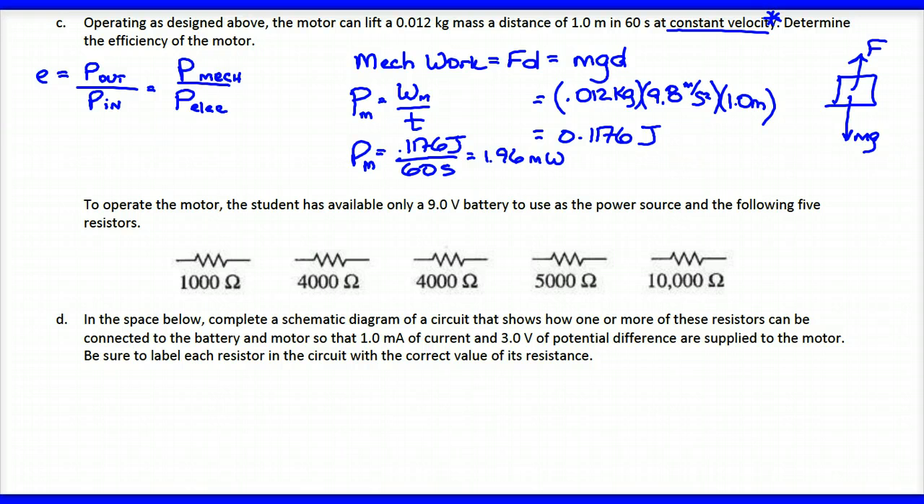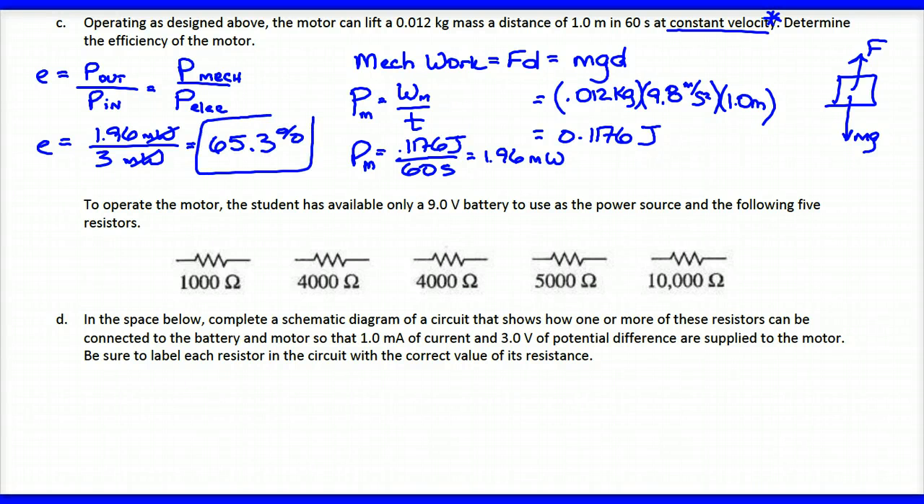So we can see that for putting in 3 milliwatts, I only get 1.96 milliwatts of usable power. My efficiency is going to be the 1.96 milliwatts over the 3 milliwatts that we previously found, and we see that this is unitless, right? So we end up getting a percentage. If we multiply that by 100, we get 65.3% as our efficiency. That's our answer for part C.